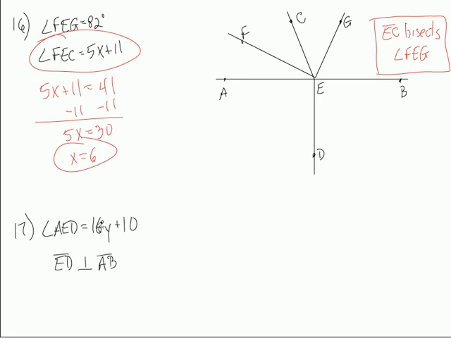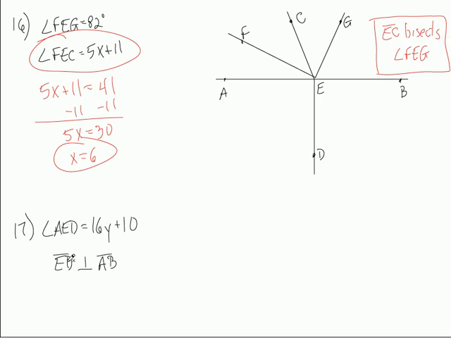Now, the fact that FEG was 82 on number 16, does that mean it follows through with number 17? No. It's a different problem, so the angles are different values and all that kind of stuff. But this still is true, right? Because that's above number 16 and 17, that EC still bisects. Whether we use it or not, I don't know, but all that stuff is still true. But let's take a look.